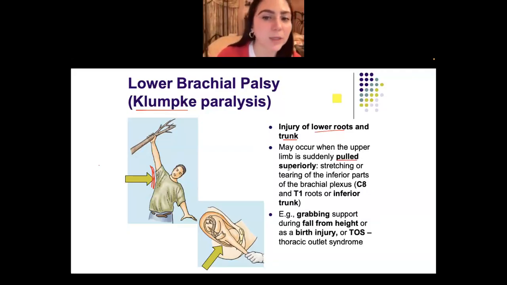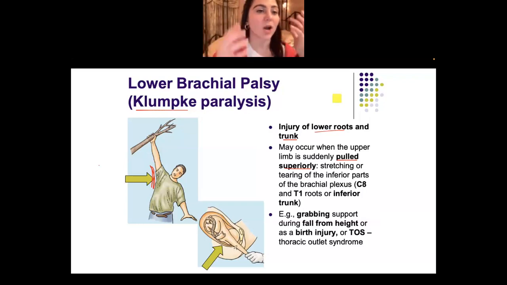So it may occur when the upper limb is suddenly pulled superiorly. So I think that's why they always use the tree branch example, because that's pretty much the only way you would see this. But you basically stretch or tear that bottom part of the brachial plexus. So it's where T1 is, C8, it kind of pulls it like that. So grabbing support during a fall from a height, or a birth injury.